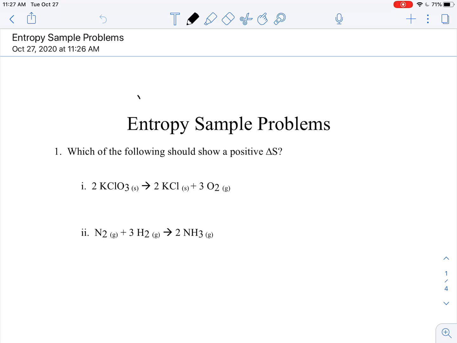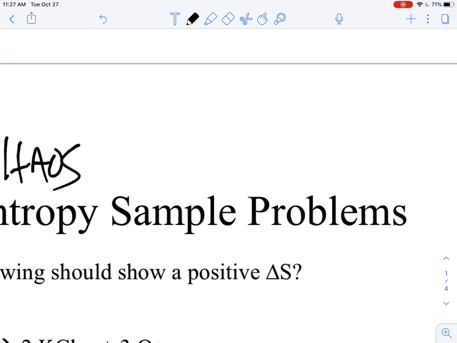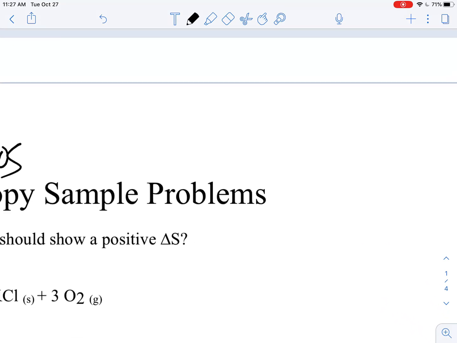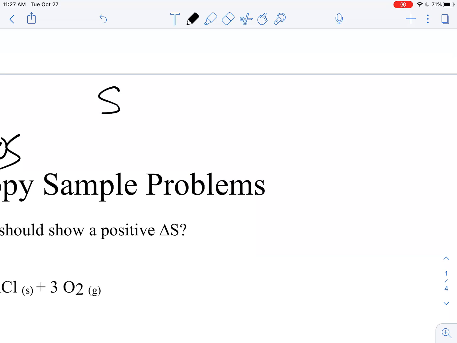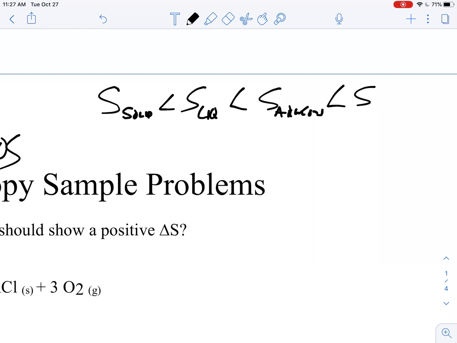Remember, entropy is chaos. It is disorder, which is kind of weird because normally we like to look at things in terms of order, but entropy actually looks at the world in terms of chaos or disorder. So remember that generally speaking, the entropy of solids is usually less than the entropy of a liquid, is usually less than the entropy of aqueous, and is usually less than the entropy of a gas. So gases usually have the most entropy.